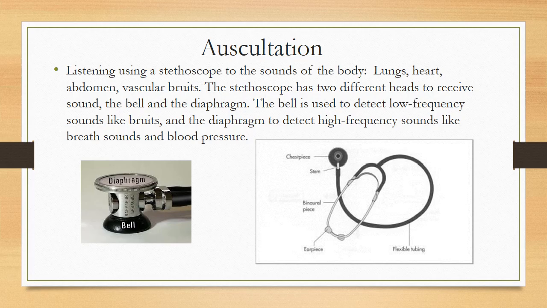Auscultation is probably the most important skill that you're going to develop as a nurse. It's the act of listening using your stethoscope to the sounds of the body. You're going to listen pretty much over all of your patient's organs: lungs, heart, belly. You're going to listen using the bell of the stethoscope over vascular areas to detect bruits, and you use the diaphragm, which is the larger, flatter area, to detect high frequency sounds like breath sounds and blood pressure.